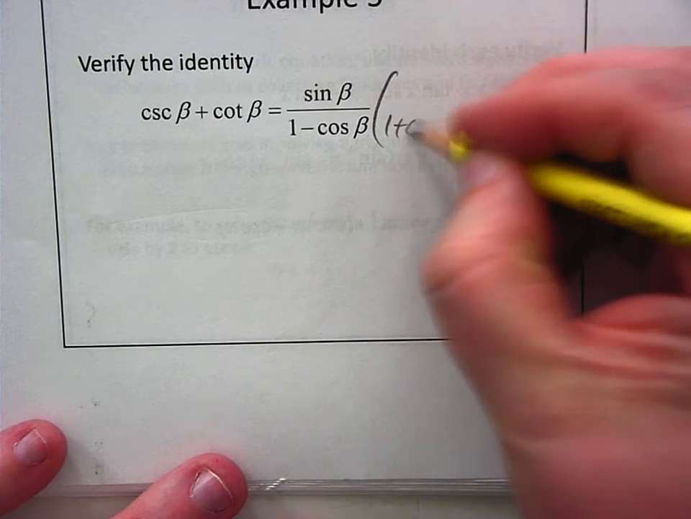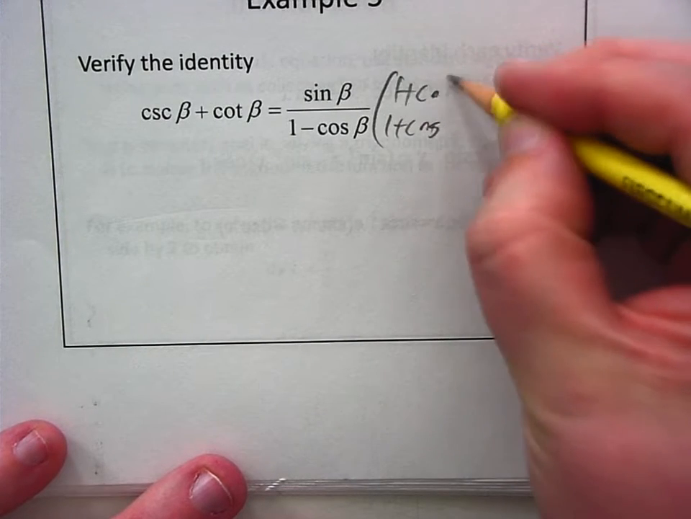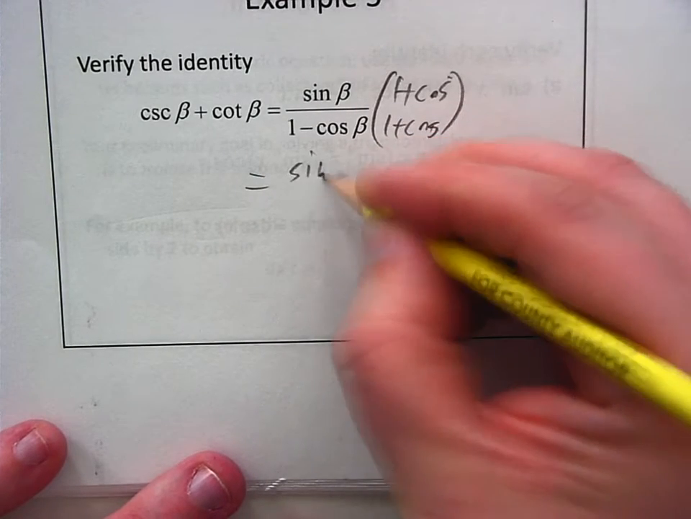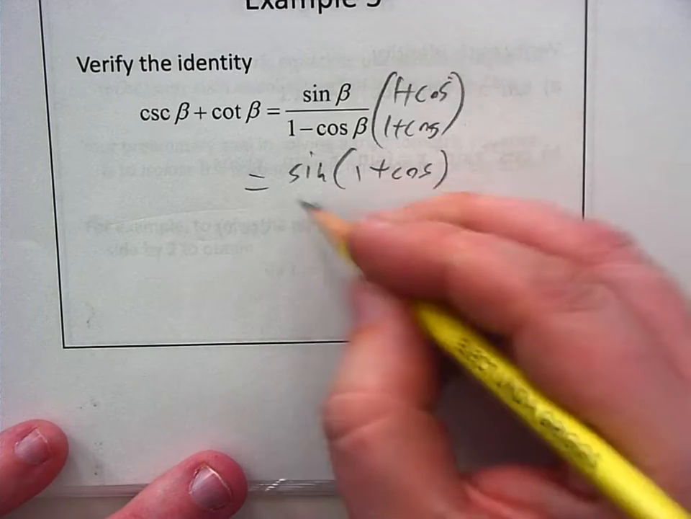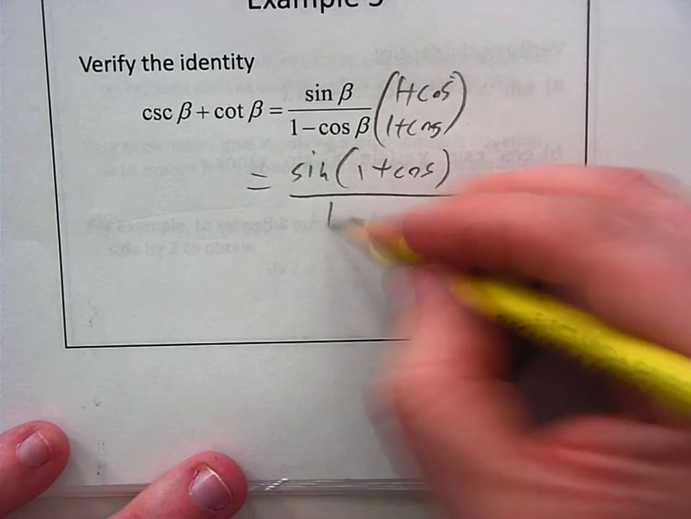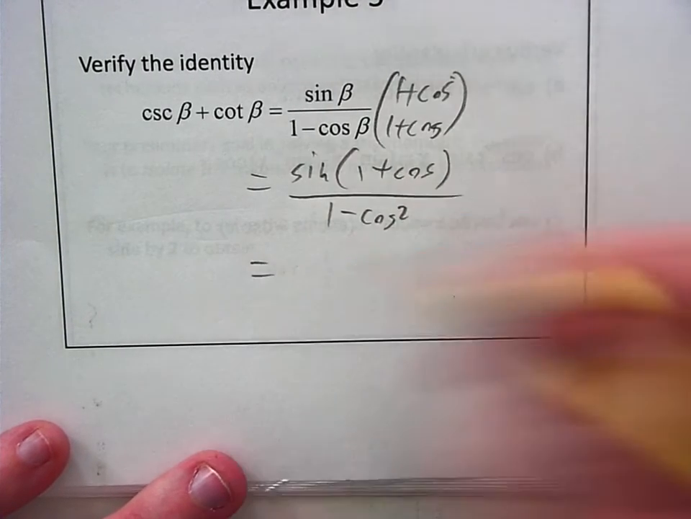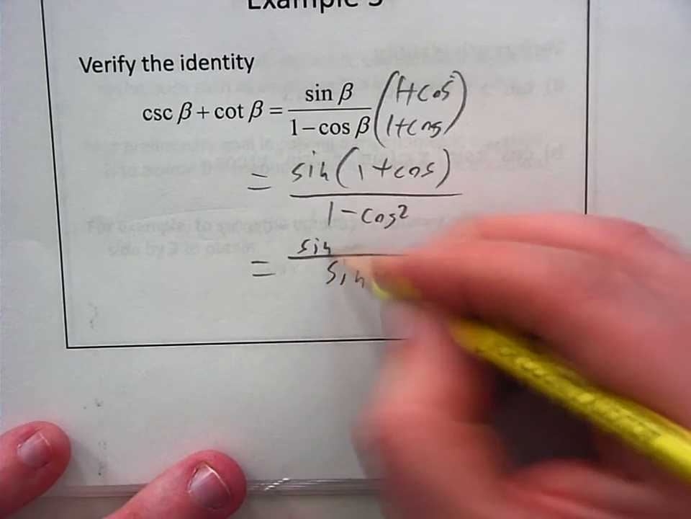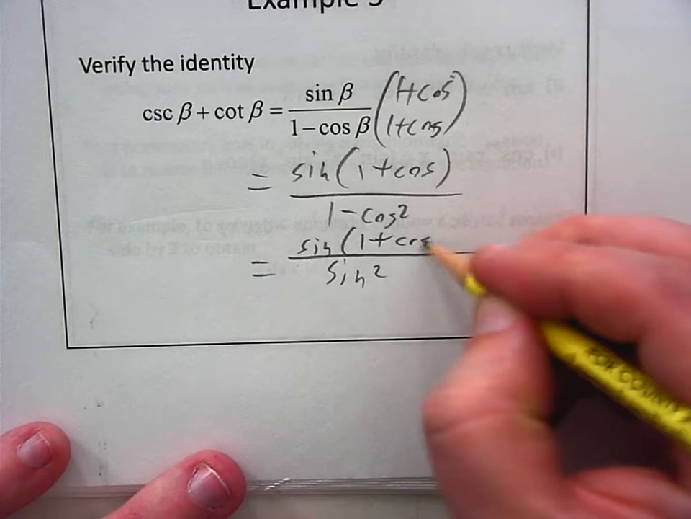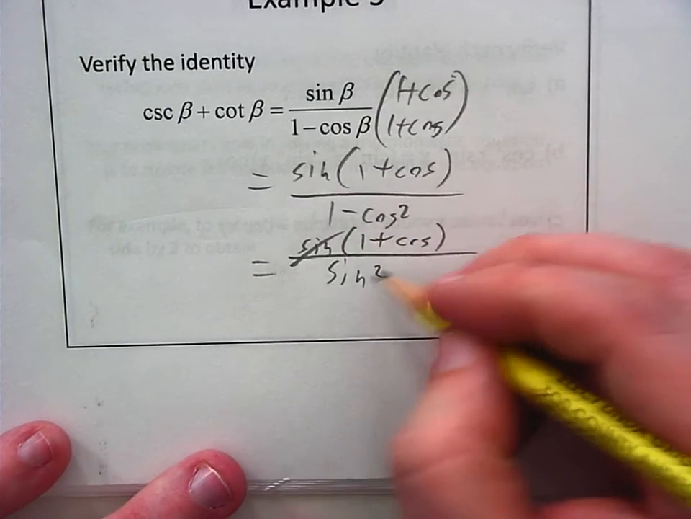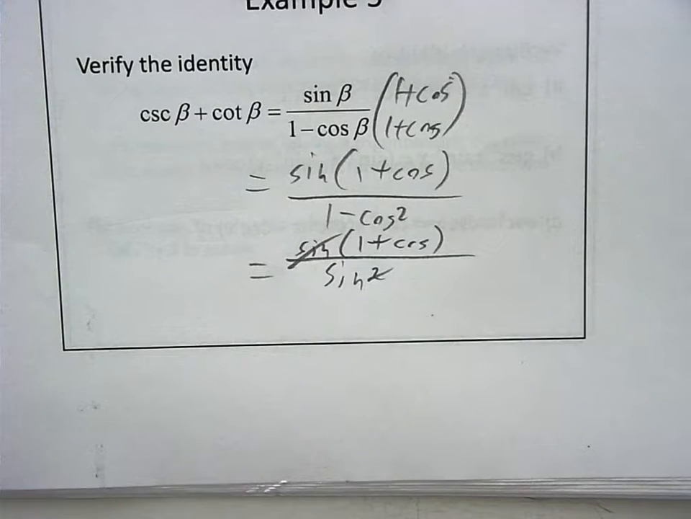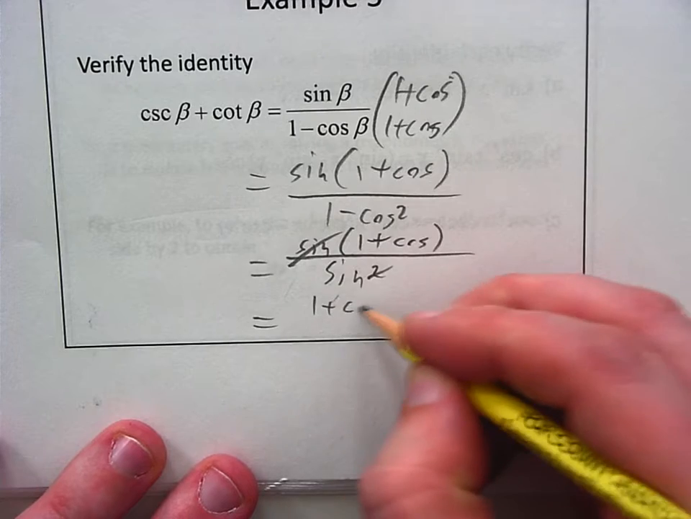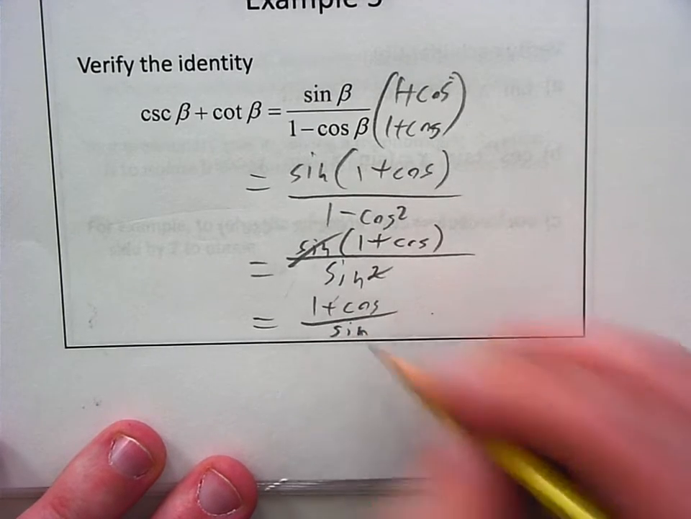So then it's going to be 1 plus cosine, 1 plus cosine. When I do that, I'm going to have sine times 1 plus cosine. On the bottom I get what? 1 minus cosine squared. And 1 minus cosine squared is? Sine squared. So sine squared on the bottom. On top I have sine times 1 plus cosine. One of the sines cancels, because it's not adding or subtracting from anything, it's just multiplying. So I can cancel one of the sines. That leaves me with 1 plus cosine over sine.